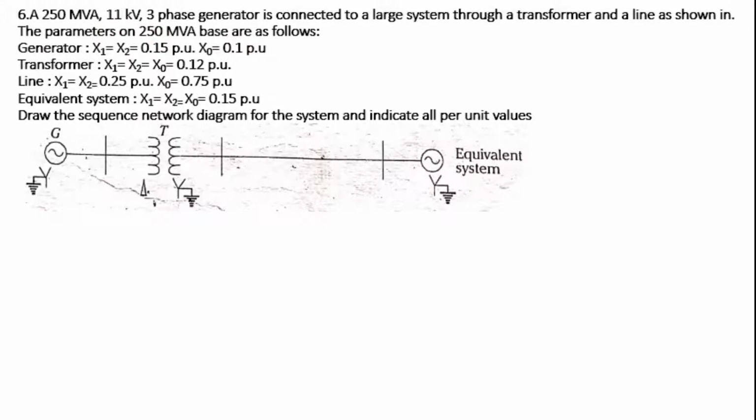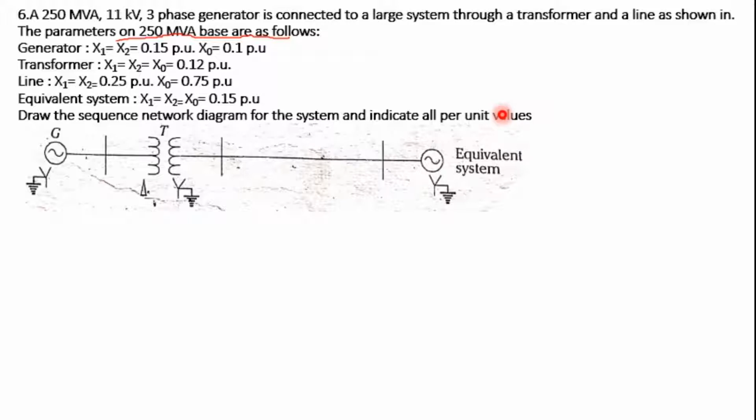It means that we need to consider the base MVA of 250 and the parameters are: generator positive and negative sequence is 0.15, zero sequence is 0.1. These are per unit values. Transformer X1, X2, X0 is equal to 0.12. Transmission line positive and negative is 0.25 and zero is 0.75 per unit. Equivalent system, that is nothing but another generator or motor, having X1, X2 and X0 equal to 0.15 per unit. We need to draw the sequence network diagram for the system and indicate all per unit values.